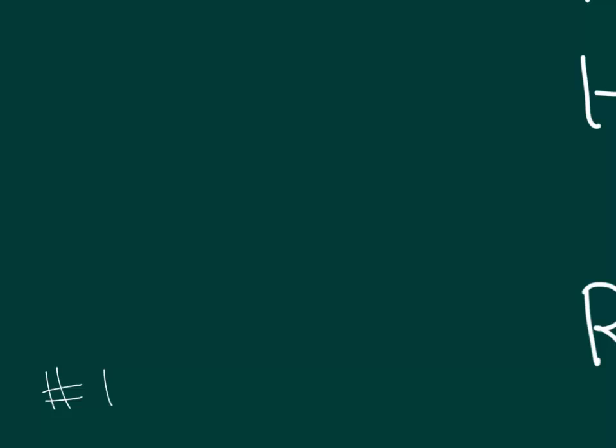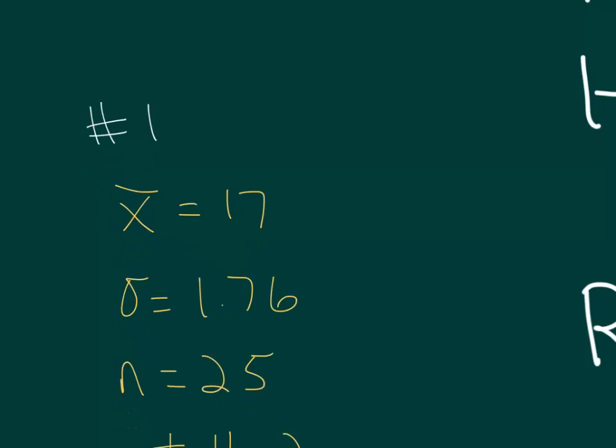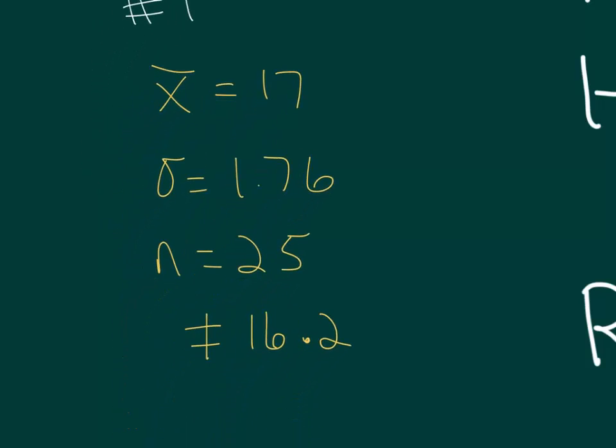Okay, to get started with number 1, let's just jot down some of the information that's given in the problem. We have the sample mean is 17. We know the population standard deviation is 1.76. The sample size is 25. And we want to know if the population mean is not equal to 16.2. When it says difference, that just means not equal to, and that's going to be in our alternative hypothesis.